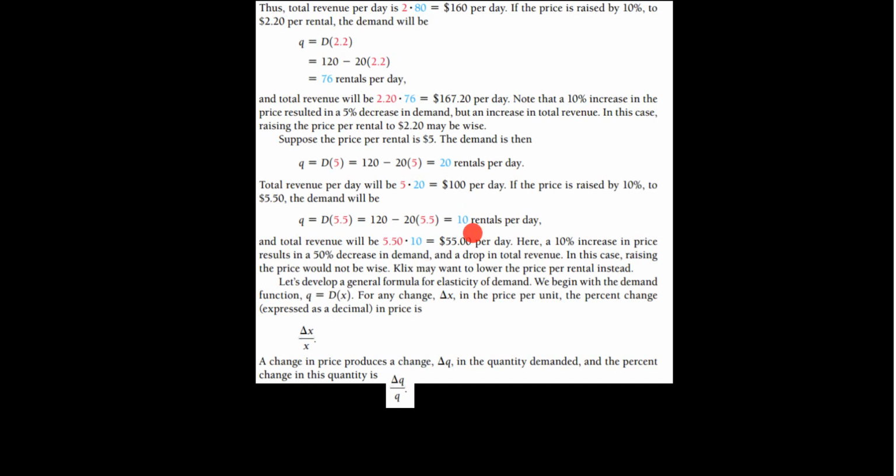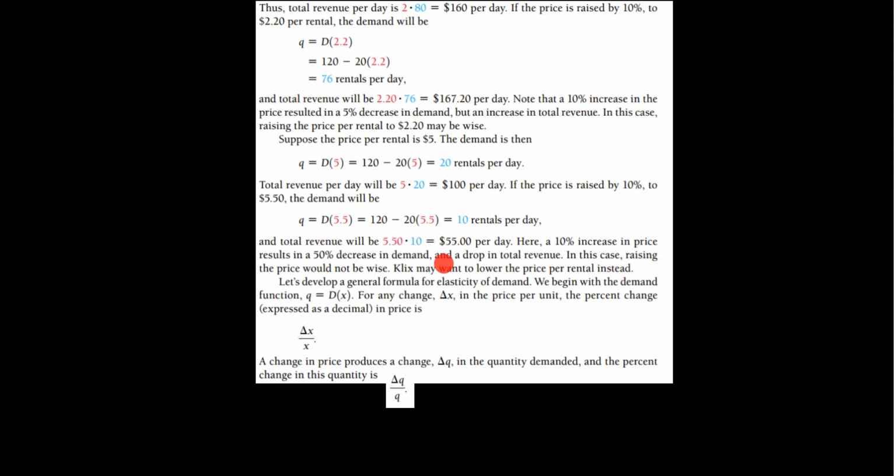And of course, if we raise that to $5.50, we can expect only 10 rentals per day. And of course, if we did 10 times 5.5, we're looking at $55. So obviously, jacking up the price is not a good idea.